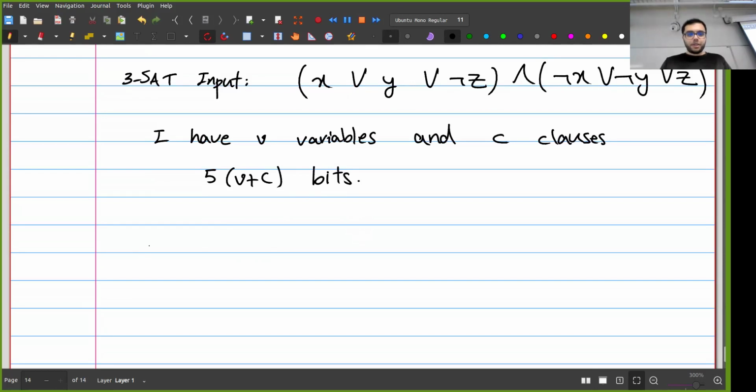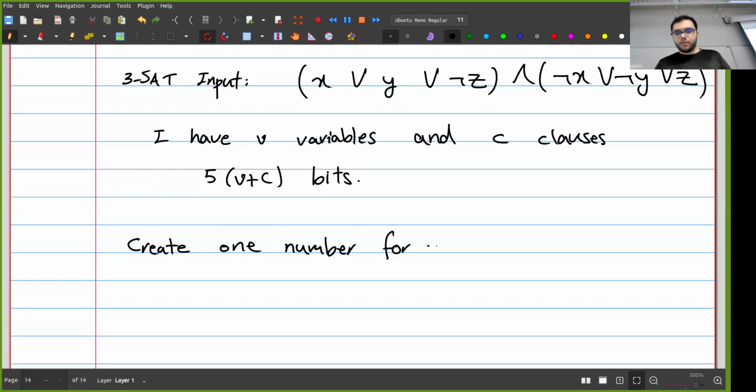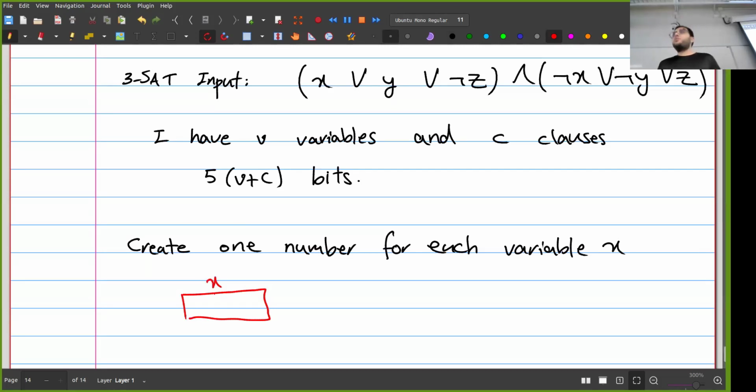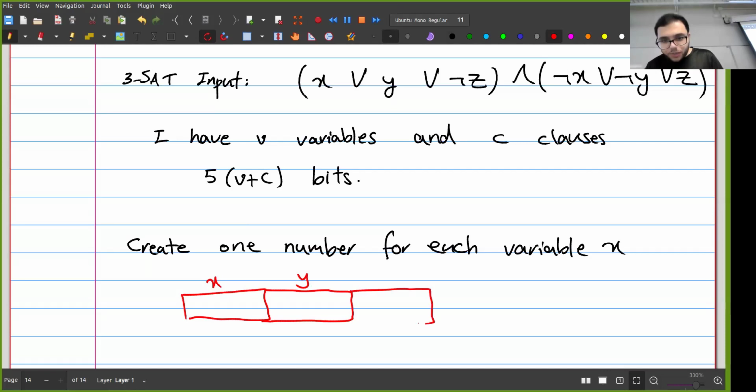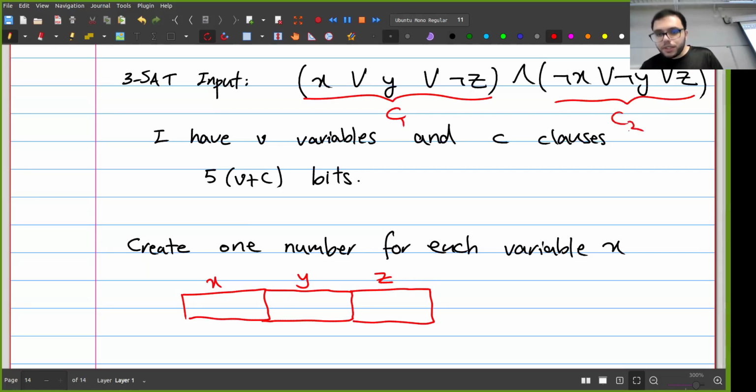Now, what am I going to do? I'm going to create one number for each variable. Now, how does my number look? I have 5 digits for X. By the way, I chose 5 randomly, probably 2 would have worked. And I have 5 digits for Y, 5 digits for Z. And then let's call these clause 1 and clause 2. I have 5 digits for clause 1 and 5 digits for clause 2.